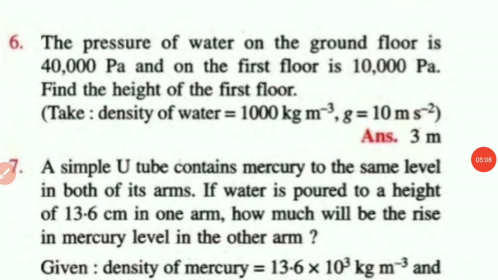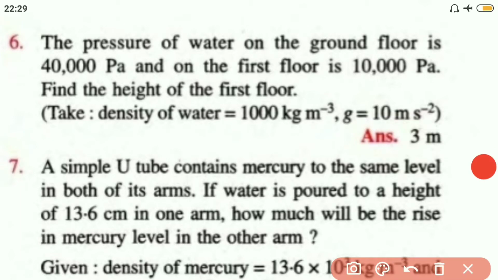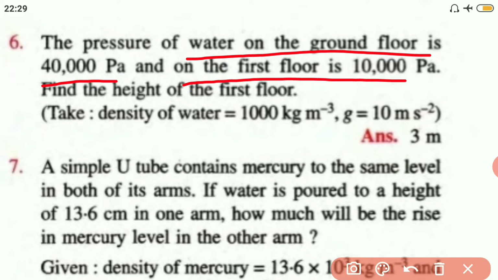So coming to question number 6, we have the pressure of water on the ground floor is 40,000 Pascal and on the first floor is 10,000 Pascal. Find the height of the first floor. Okay, let me try to explain the question. A few things are given. Density of water, which is 1000 kilogram per meter cube, and acceleration due to gravity, which is 10 meter per second square. Okay, let me explain the question first.